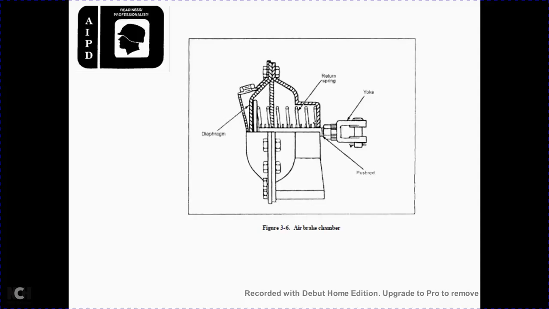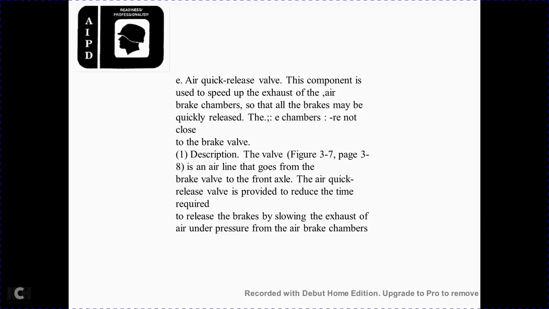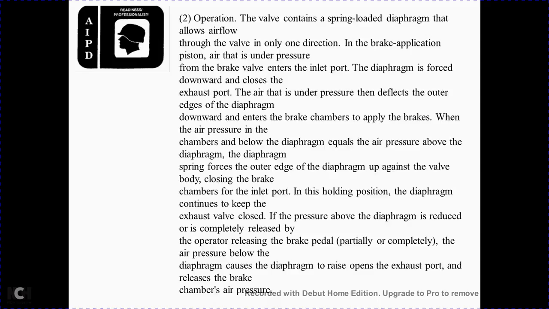Figure 3.6 shows the air brake chamber, return spring, yoke, push rod, and diaphragm. The quick release valve speeds up the exhaust of air from the air brake chamber to release the brakes. It quickly releases the chambers at the rear so the brake valve does not need to close. In the description of the valve in figure 3.6, air lifts off the brake valve at the front axle. The quick release valve reduces the time to release the brakes by exhausting the air under pressure from the air brake chambers.